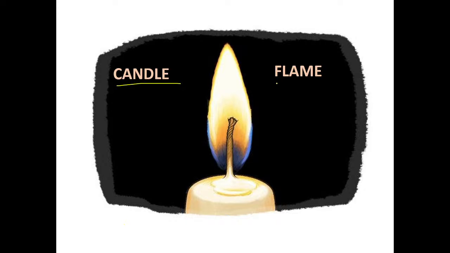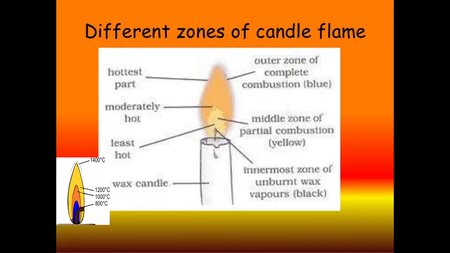Candle flame. Let us talk about the parts of the candle flame. We have three zones: the outer zone, middle zone, and innermost zone. We can also call these non-luminous, luminous, and dark zone.